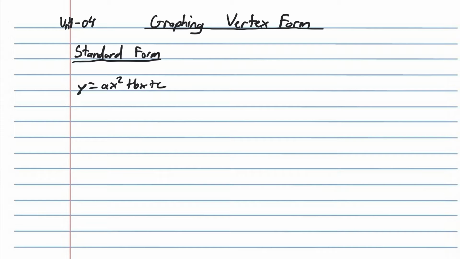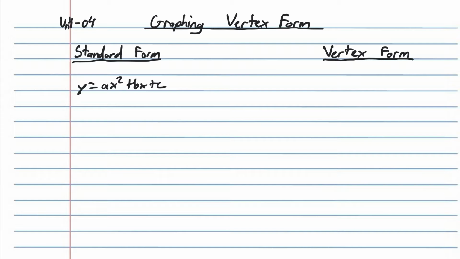The a value controlled whether it opened up or opened down, also if it was wide or narrow. And then the b value was probably the most important part because it controlled where the vertex was, right, where that center point is, okay? I'm going to show you another format called vertex form. Now this one looks very confusing, but once you know the pieces, it's actually very nice and easy as far as graphing goes. It's probably even easier than standard form for graphing purposes.